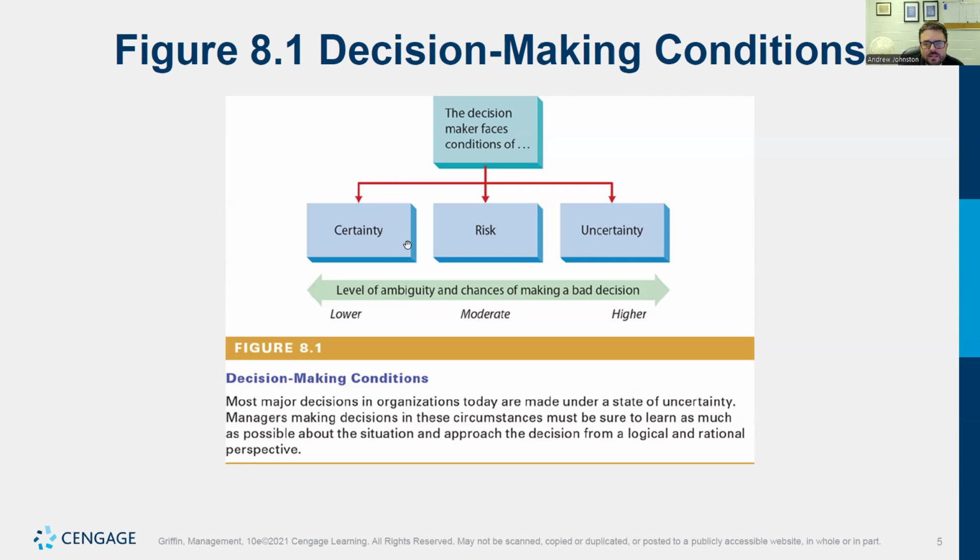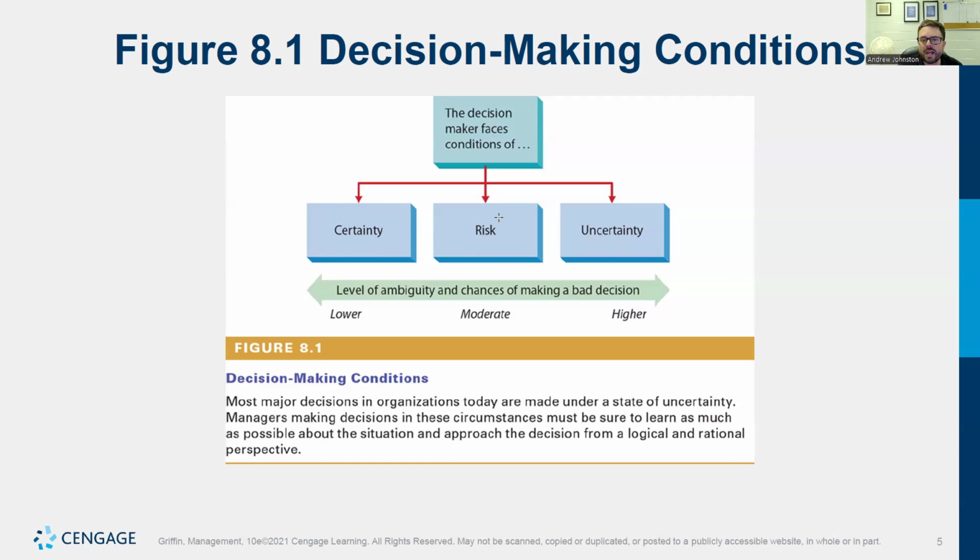And essentially, we'll dig into each one of these, what exactly it means regarding the ambiguity of our context, going from certainty, which is obviously the lowest ambiguity. We know what's going to happen with certainty. Now, of course, it's never really certain, but it's the highest level of certainty, you might say.